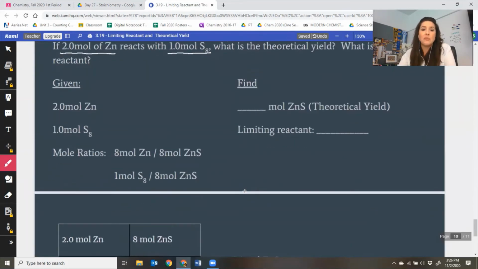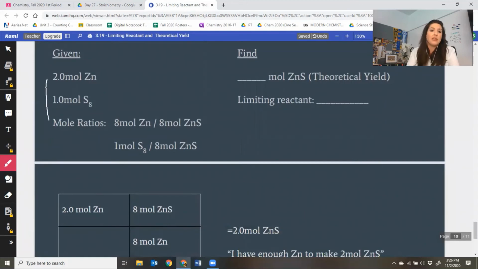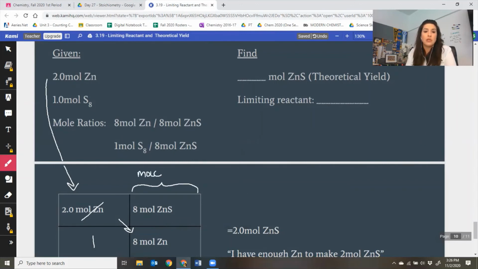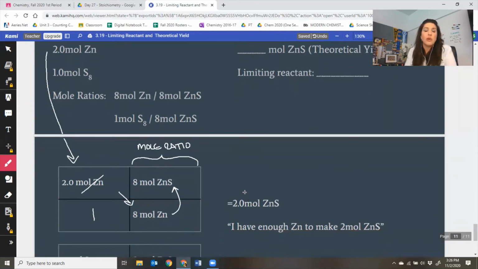So I made a little bit of extra space down here. Starting with the given, setting it over 1, moles of zinc, and then I drop that unit down into the next step, and I use the mole ratio, that 8 moles of zinc will produce 8 moles of zinc sulfide. So I take 2 times 8 divided by 8, and I get 2 moles of ZnS. So I have enough zinc to make 2 moles of this zinc sulfide.